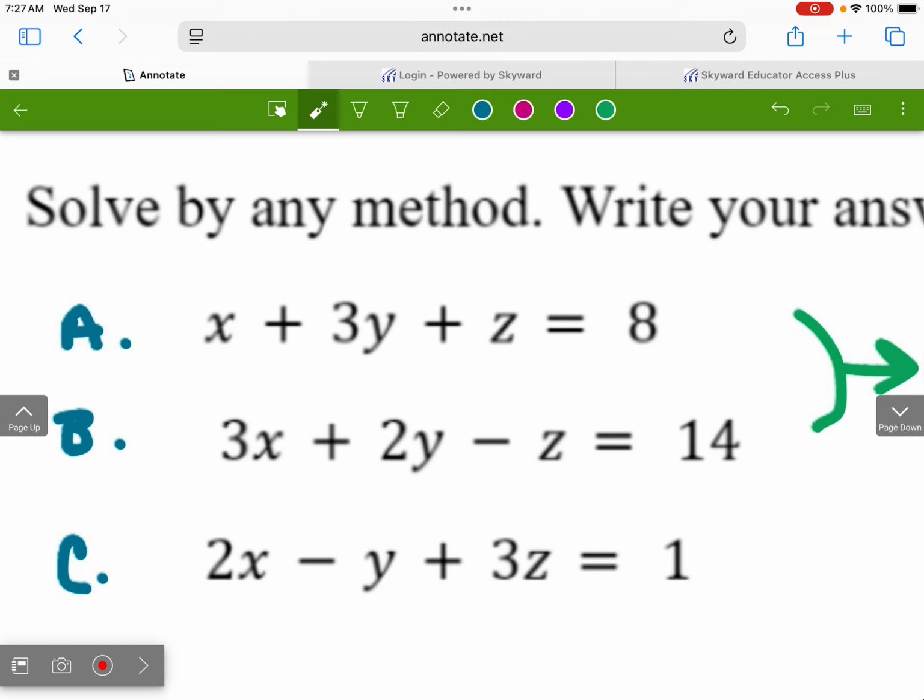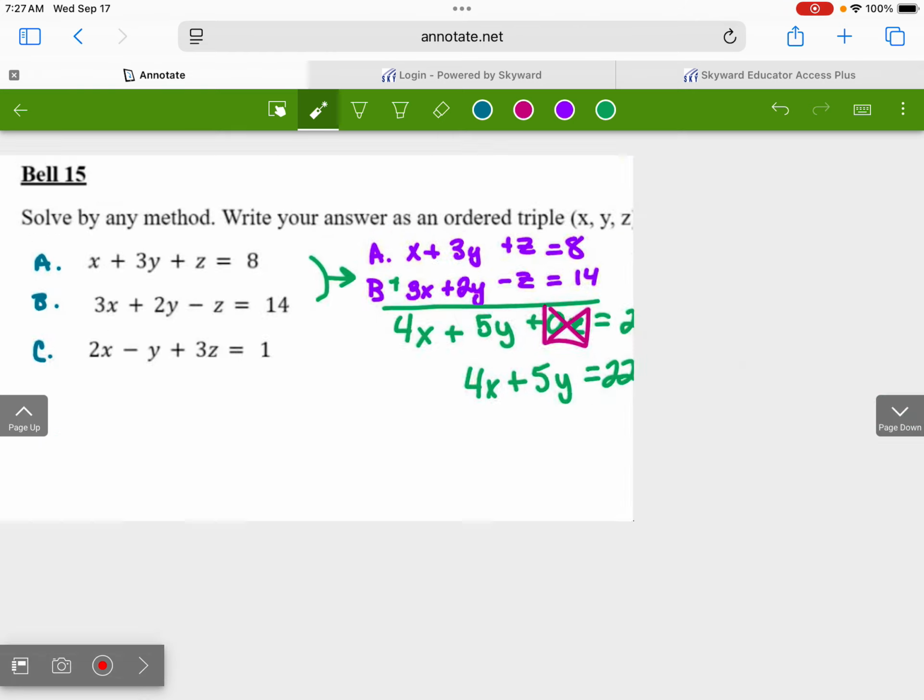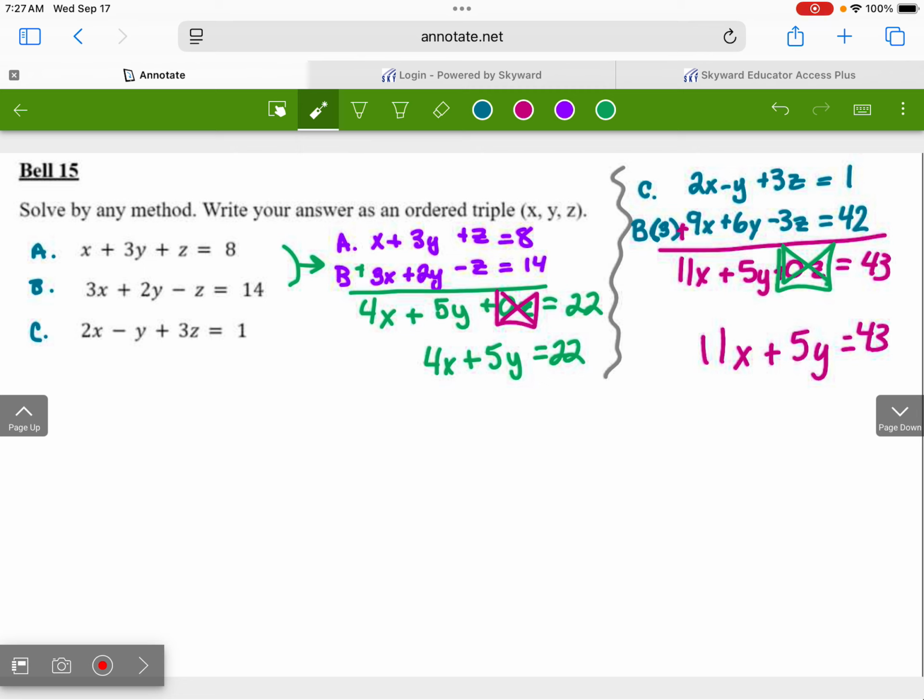If I was to do B and C, instead of doing times 2 to get a negative Z, what if I did times 2? You could absolutely do that. The only problem is when we are on step 2, I need to get the same letter canceled out. So since we canceled out Z's first, we've got to cancel out Z's on this one. Otherwise, we wind up with 2 equations that I can't smush together, and I'd have to do a whole other set of 3.